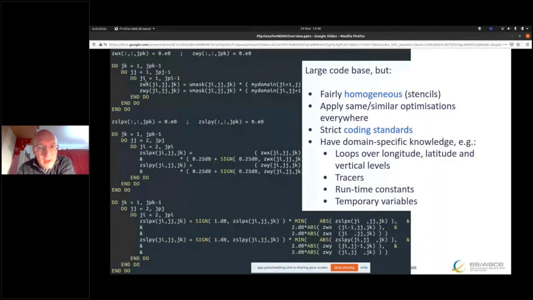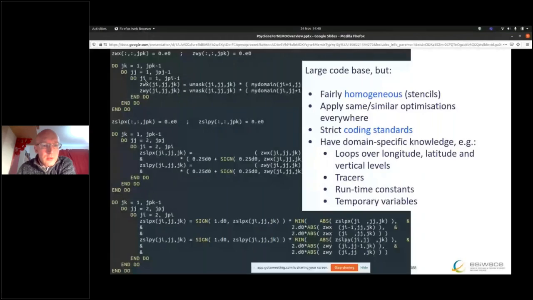I could go further. I could say I know that something beginning ln underscore is a constant that's been read in from a namelist, so it's constant over the duration of the run. Therefore, if I encounter some if statement with it in, then I can reason about that.